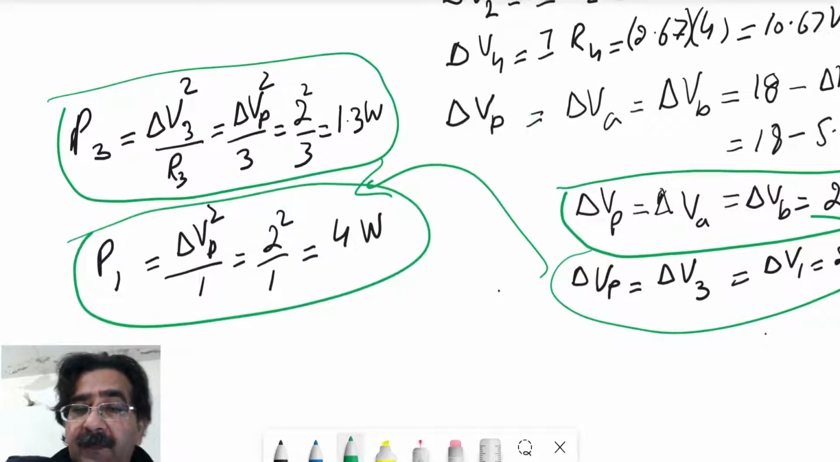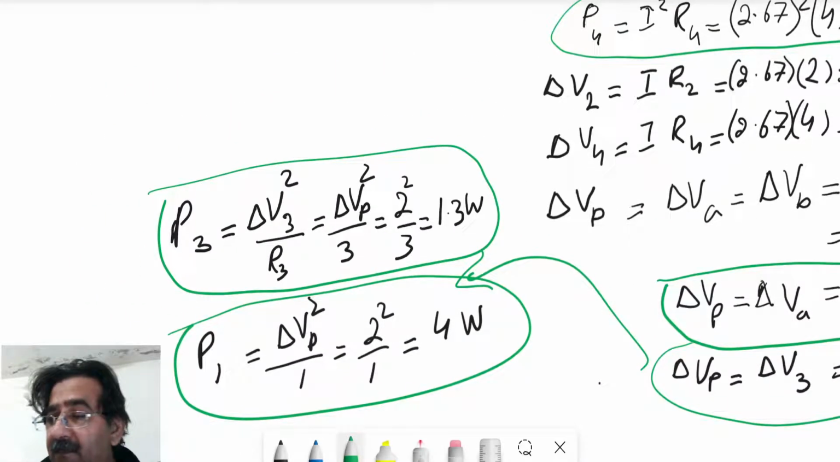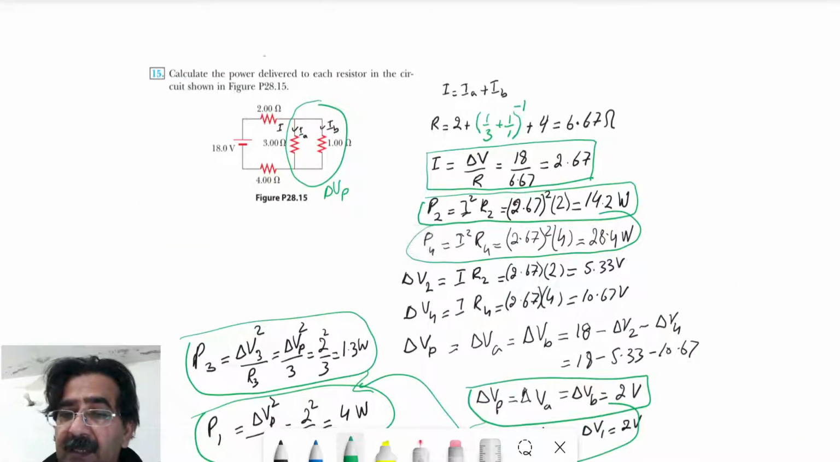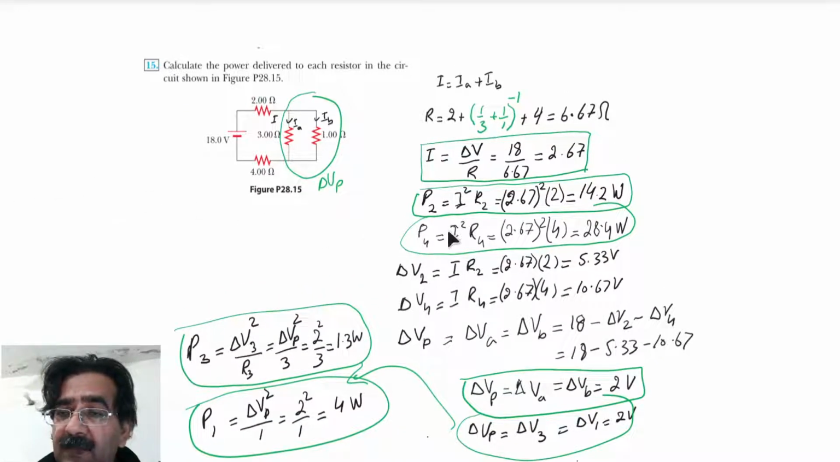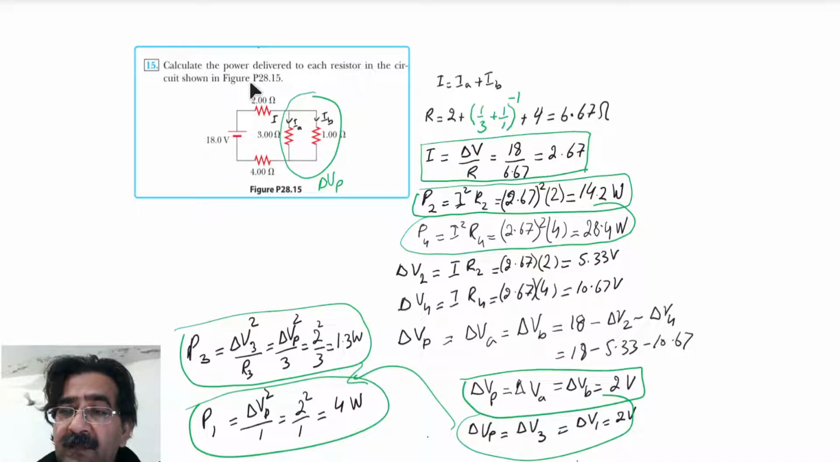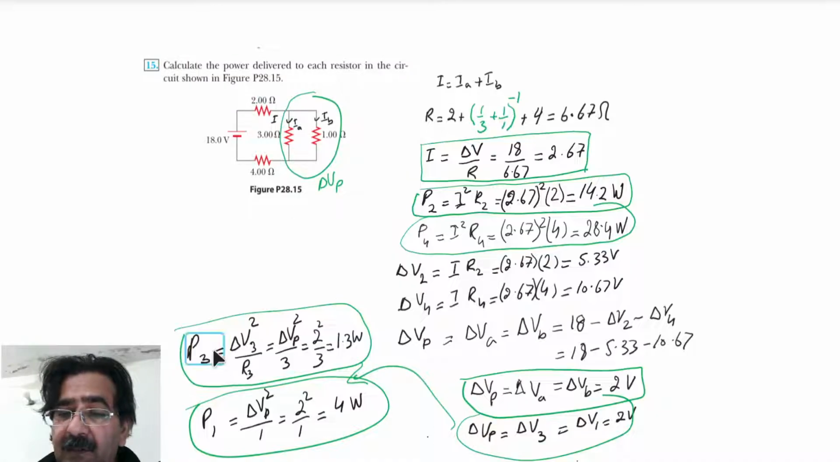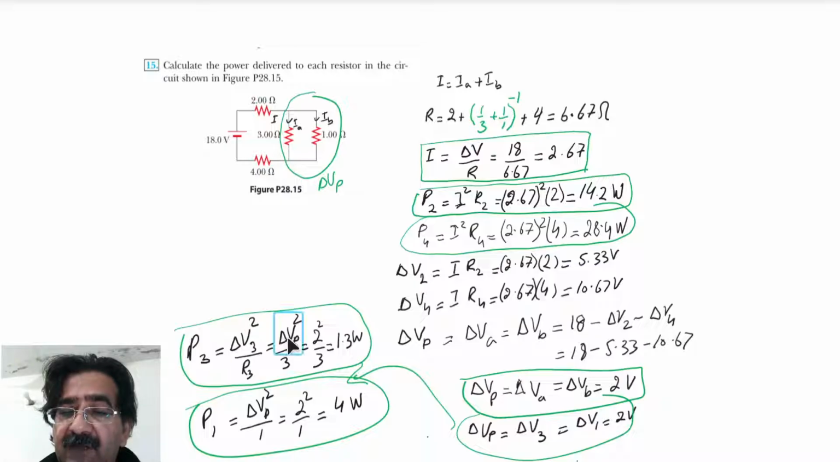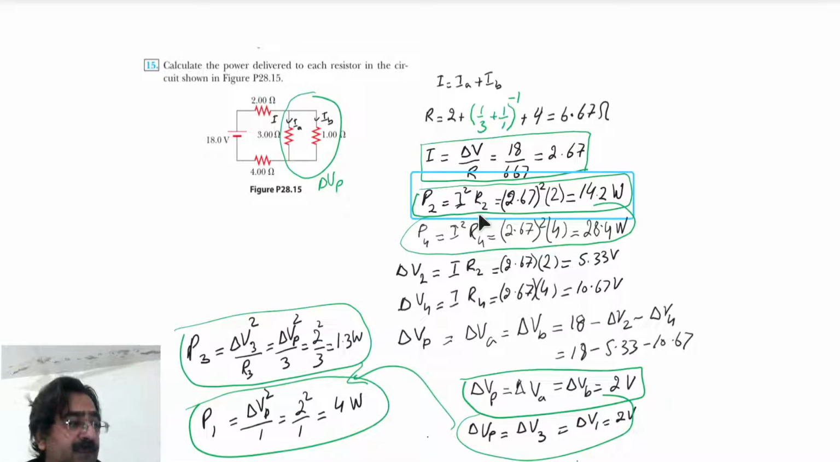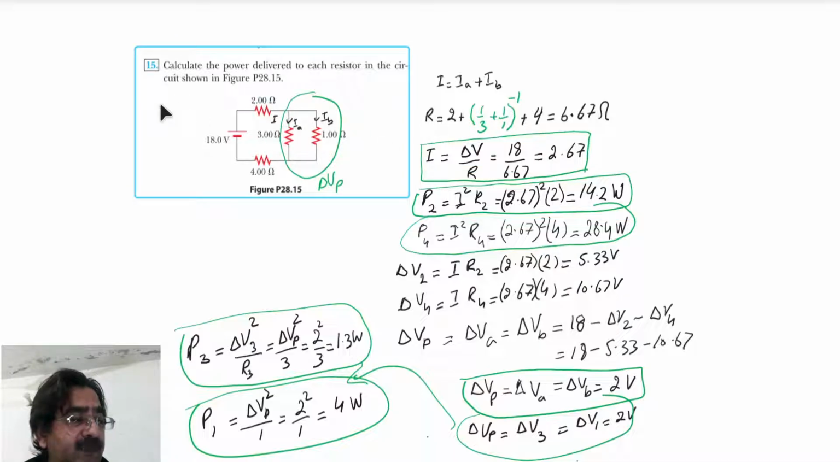So we will get all these results. This is the power delivered to 2. This is the power delivered to 4. This is the power delivered to the parallel resistance 3, that's why I have used the voltage Vp, and this is the power delivered to 1. So that will be the result. Now we will discuss the next problem.